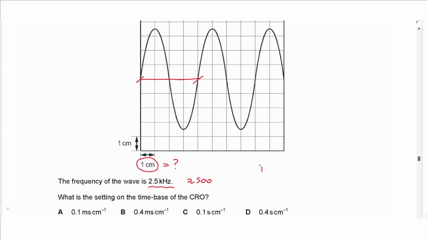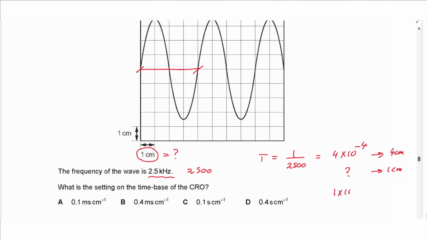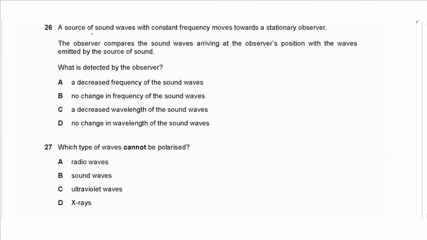So first we calculate the periodic time of the wave, which is equal to 1 over the frequency, so 1 over 2500. That gives a value of 4 times 10 to the power of negative 4. So if this is for 4 centimeters on the screen, how much time is for 1 centimeter? That will be 1 times 10 to the power of negative 4 seconds. And we have the choices either second per centimeter or millisecond per centimeter. So if we need to convert this to milliseconds, that will be times 10 to the power of negative 3. So this will be 0.1 milliseconds. So we choose A.